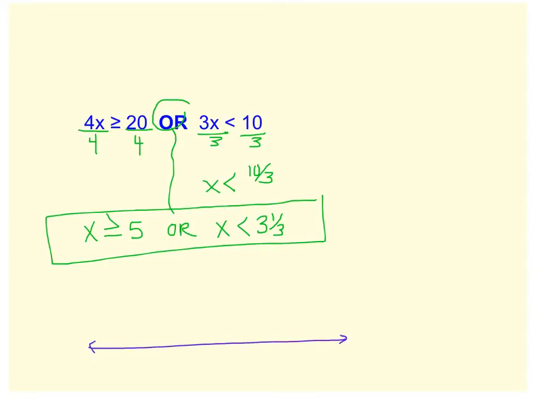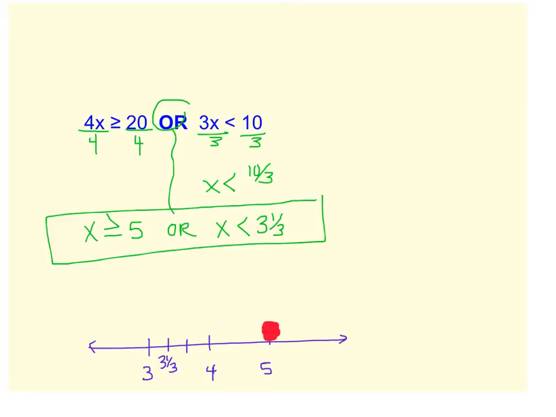Alright, so we go to graph these. We're going to have 2 circles, one at 5 and one at 3 1/3. So here's 3, 4. Because of that 3 1/3, I'm going to show where that 3 1/3 is. 3 1/3 is going to be between 3 and 4, and it's going to be about 1/3 of the way. So it's going to be right there, 3 1/3. Alright, so first I need, according to this, a closed circle at 5.